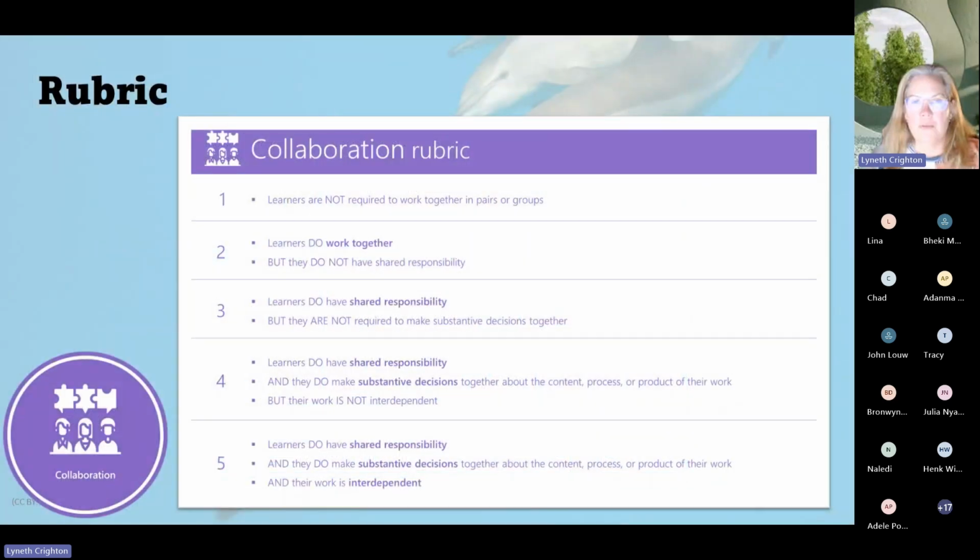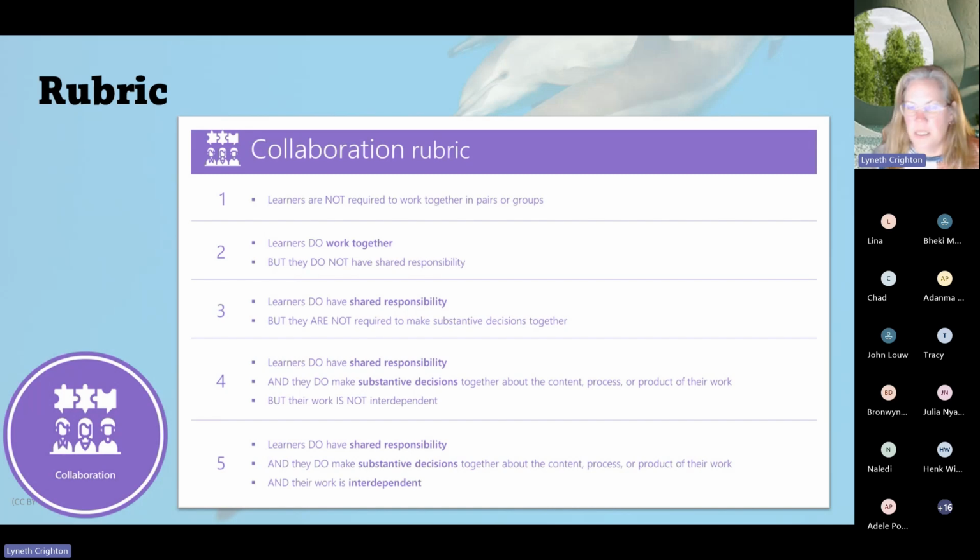So the Microsoft collaboration rubric looks like this. The big ideas or the important words are bold, and then obviously the do's and do nots. So for example, a level 4, learners do have shared responsibility, and they do make substantive decisions about the content, but their work is not interdependent.